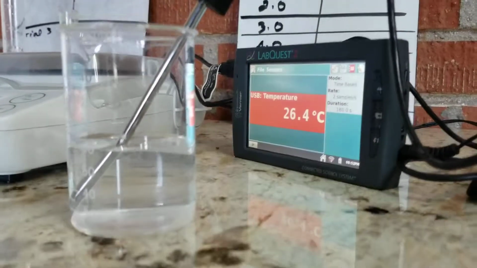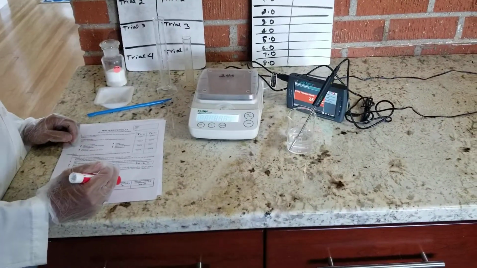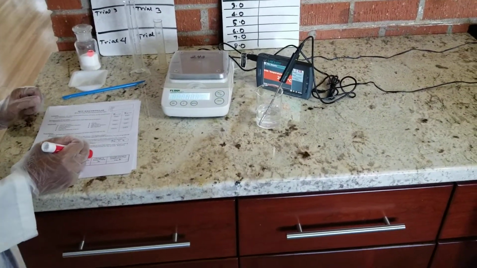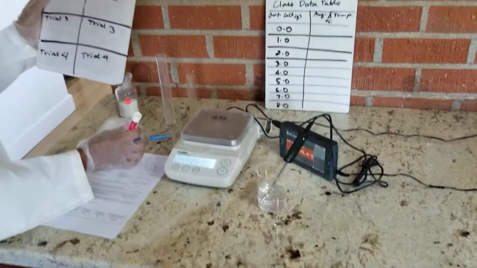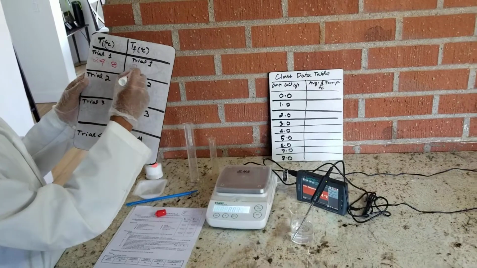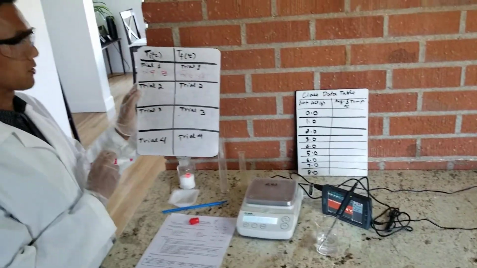It looks like the temperature had settled down, but just to make it official, we are going to be calling it at 26.4 degrees. So what we're going to do now is fill this up. 26.4 degrees. Temperature initial, temperature final.